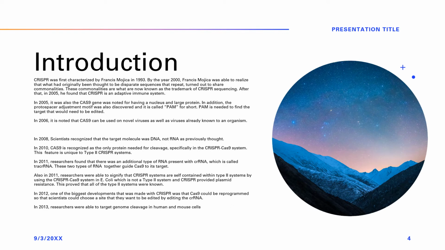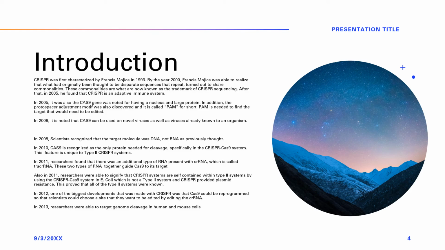In 2012, one of the biggest developments that was made with CRISPR was that Cas9 could be reprogrammed so that scientists could choose a site that they wanted to be edited by editing the crRNA, the CRISPR RNA. In 2013, researchers were able to target genome cleavage in human and mouse cells.